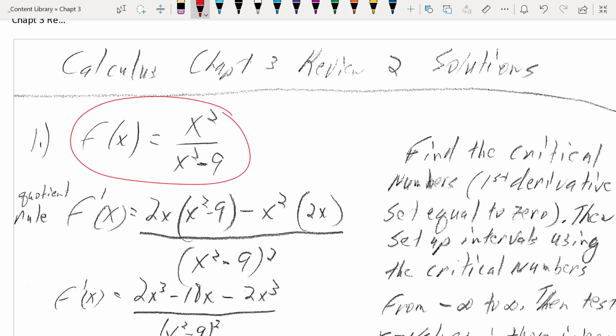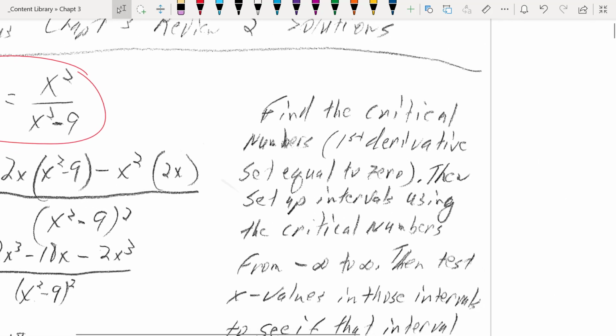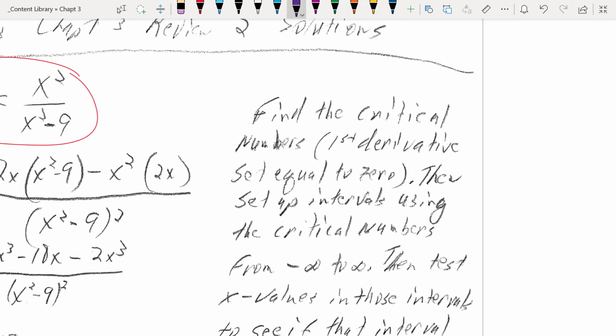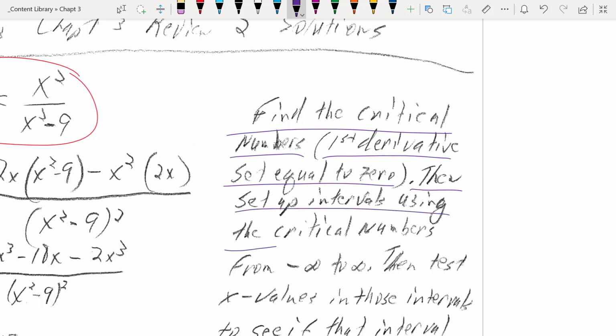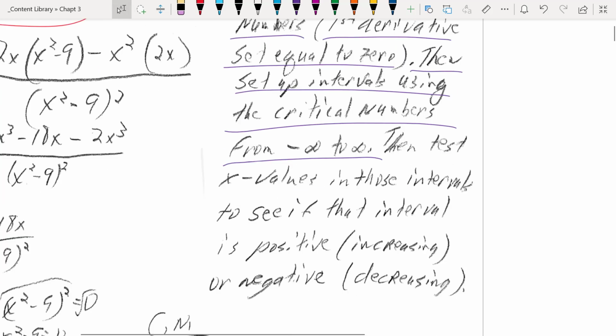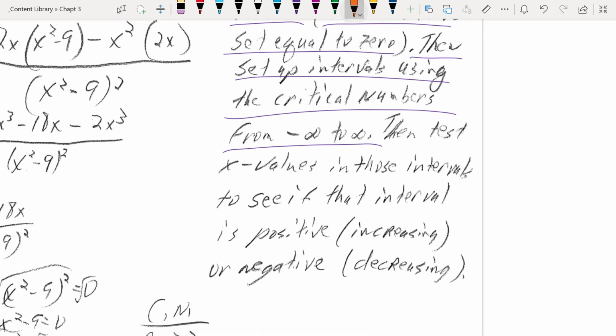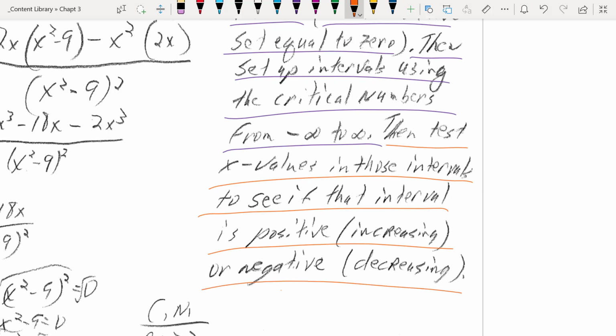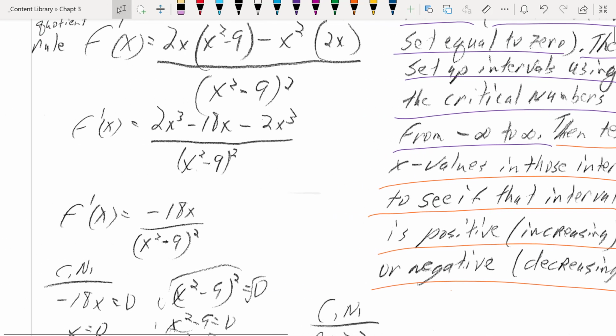Off to the side over here, I've written down what we need to do. The very first thing we need to do is find the critical numbers. As a reminder, the critical numbers come from the first derivative set equal to 0. Once we're done, we're going to set up intervals using the critical numbers, from negative infinity to infinity. Then we're going to test the x values in those intervals to see if that interval is positive, which means it's increasing, or negative, which means it is decreasing. So the very first step on this problem is to find our first derivative.